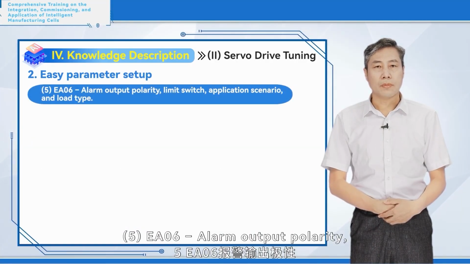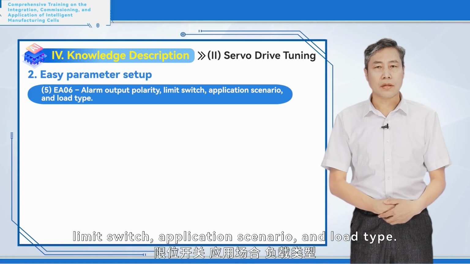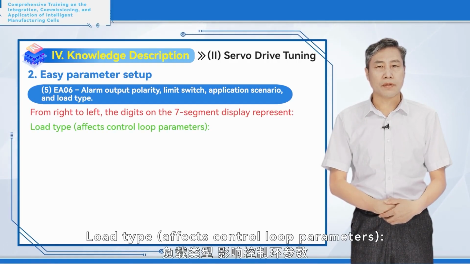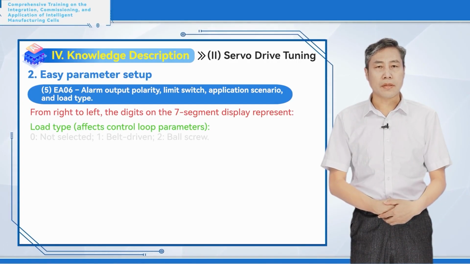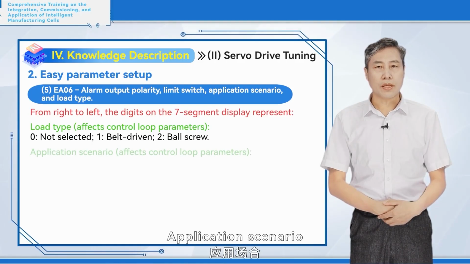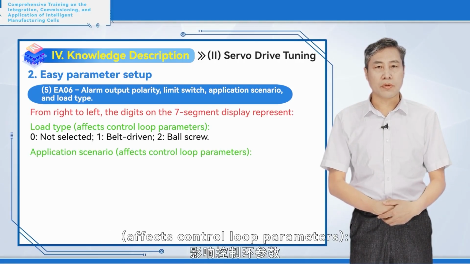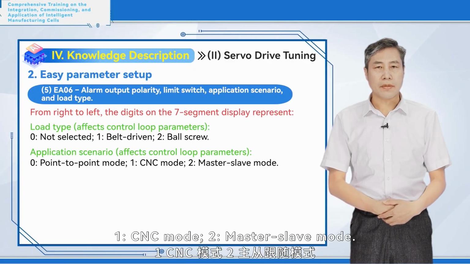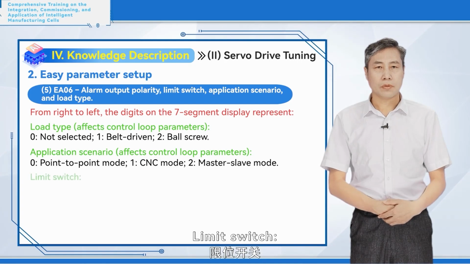5. EA06: Alarm output polarity, limit switch, application scenario, and load type. From right to left, the digits on the 7-segment display represent: Load type affects control loop parameters. 0: Not selected. 1: Belt driven. 2: Ball screw. Application scenario affects control loop parameters. 0: Point-to-point mode. 1: CNC mode. 2: Master-slave mode.